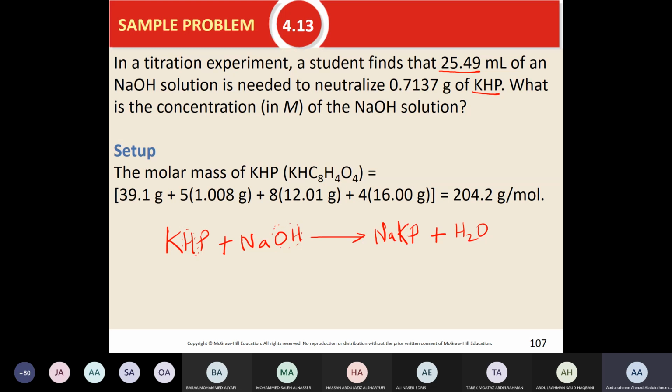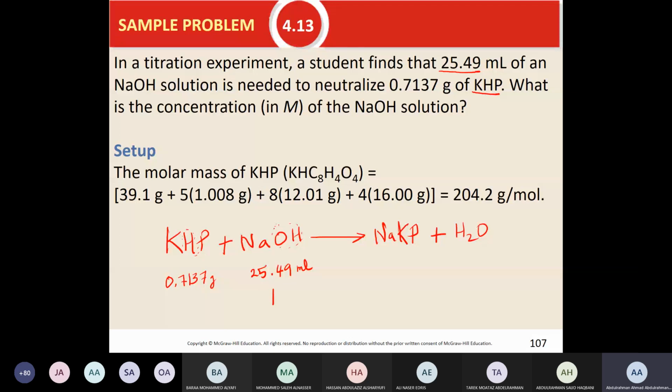In a titration experiment, the student finds that 25.49 milliliter of an NaOH solution is needed to neutralize 0.7137 gram KHP. Okay, what is the concentration of NaOH, of the solution?